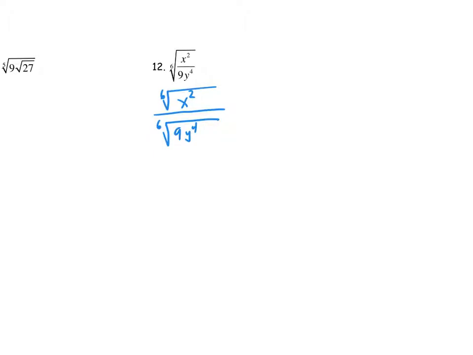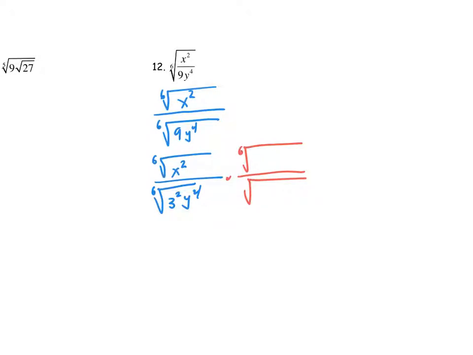And it's going to be a little easier to simplify if I rewrite 9 as 3 squared. So I'm going to do that. So I have the sixth root of x squared over the sixth root of 3 squared y to the fourth. The issue that we have here is that we have a radical in the denominator. So we're going to have to rationalize the denominator, and we need to multiply by a funny form of 1.